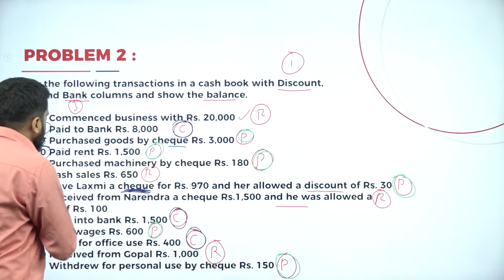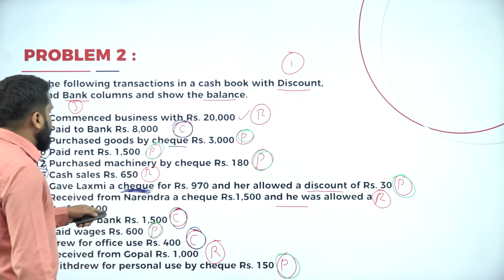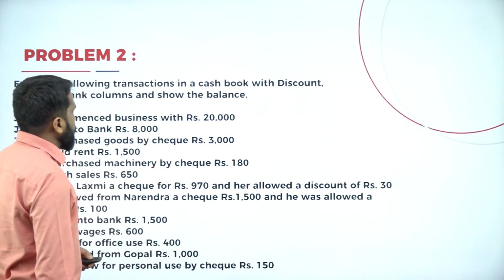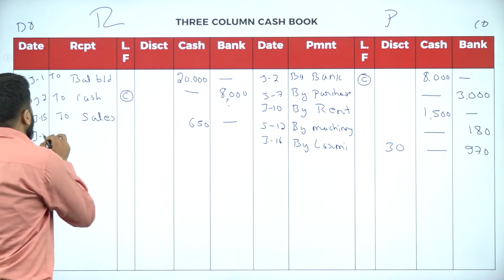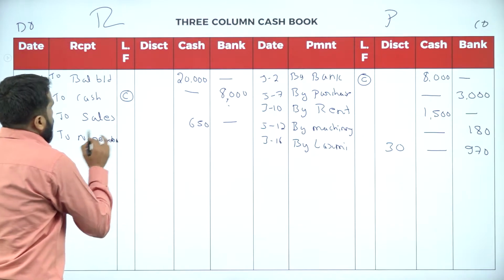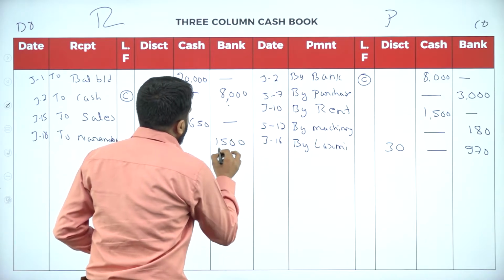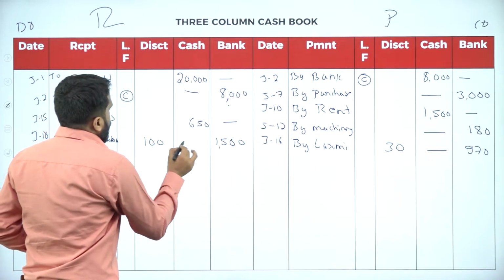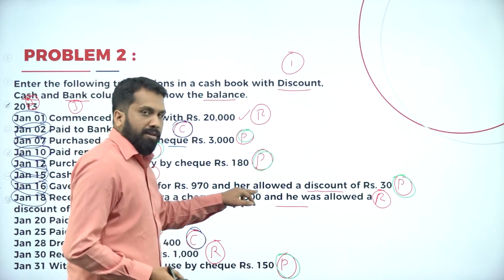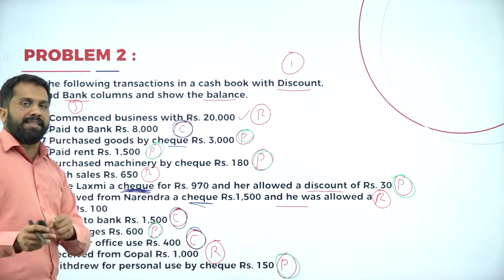So, January 18th, received from Narendra 1500 and discount 100. It is also check. January 18th, to Narendra. So, how much it is received? 1500 by check and discount how much? 100. Received from Narendra 1500 and allowed him discount. It is 100. Clear? Yes.